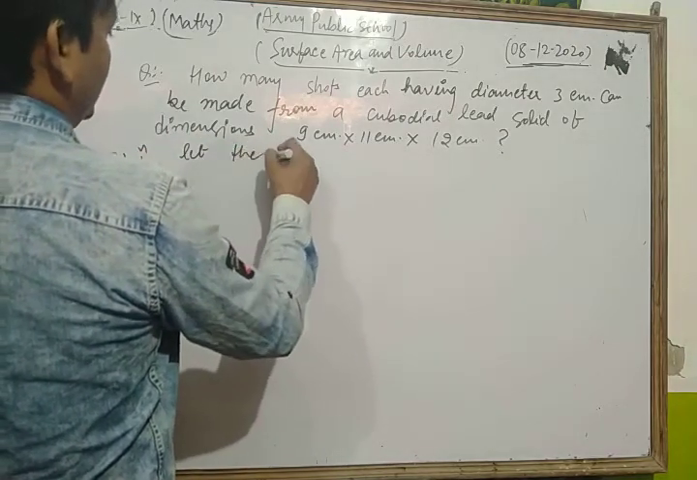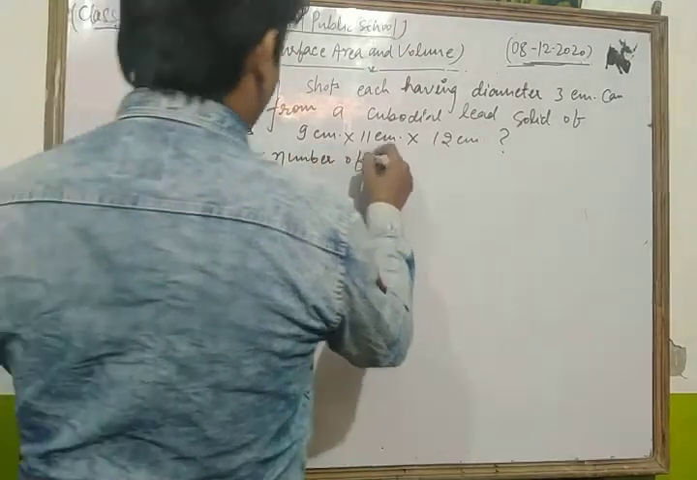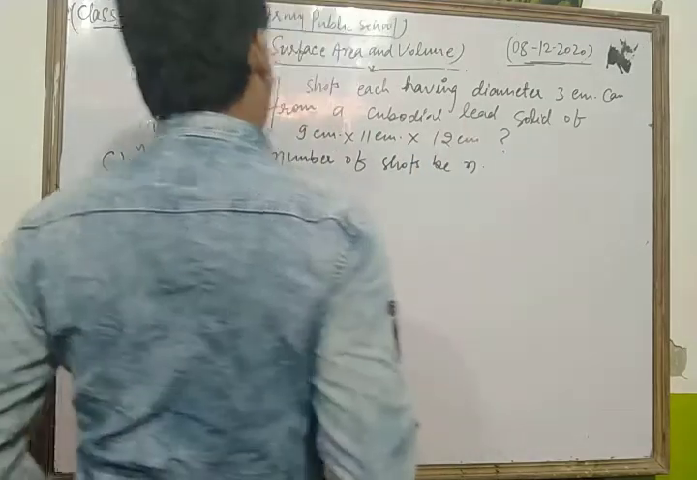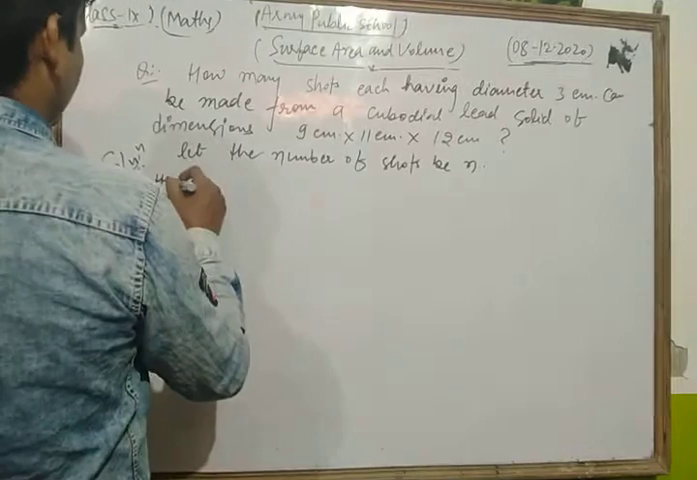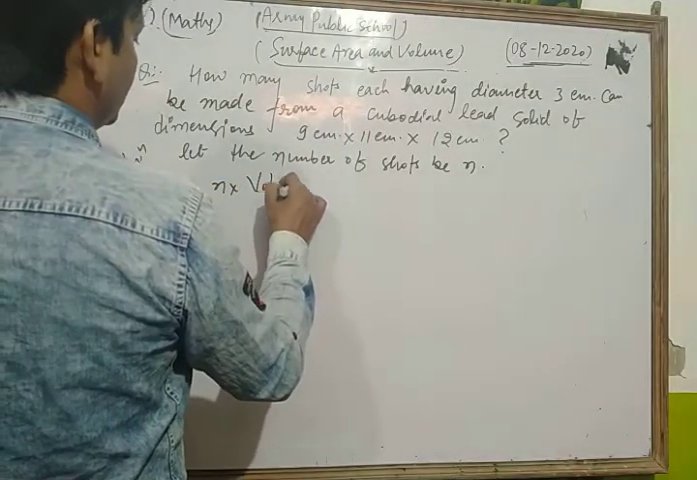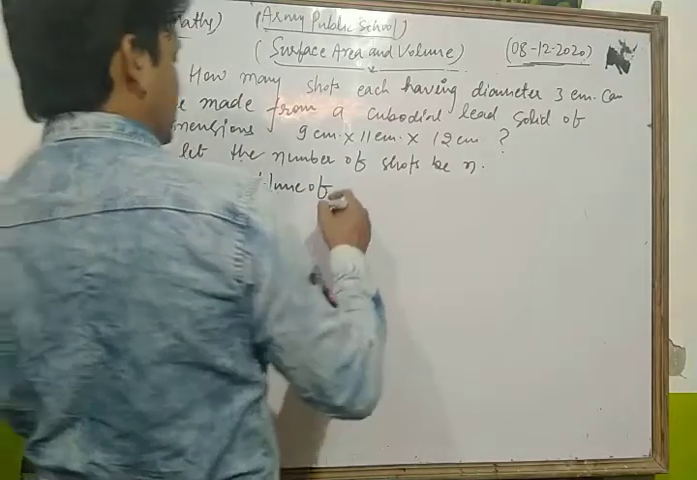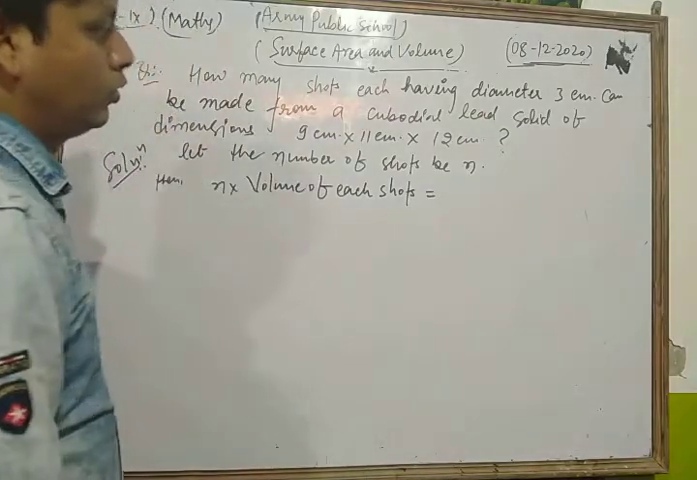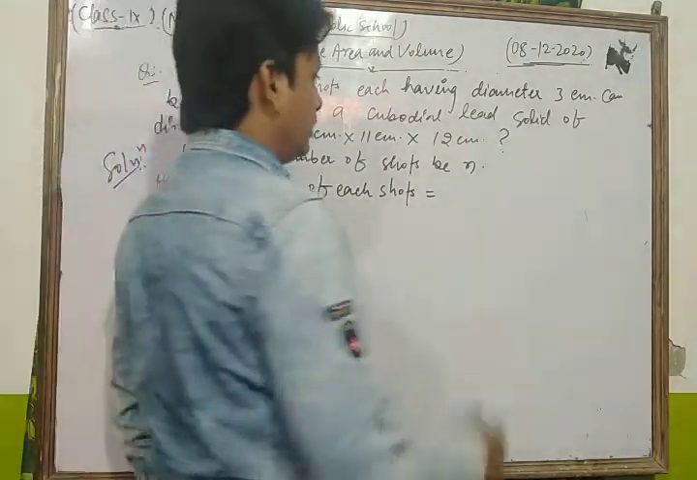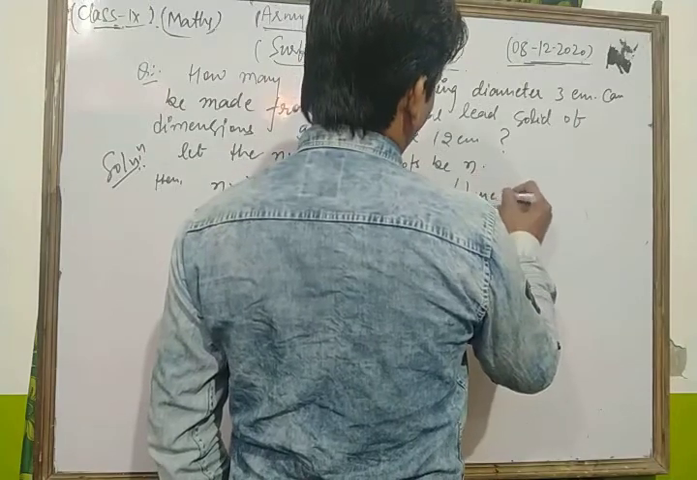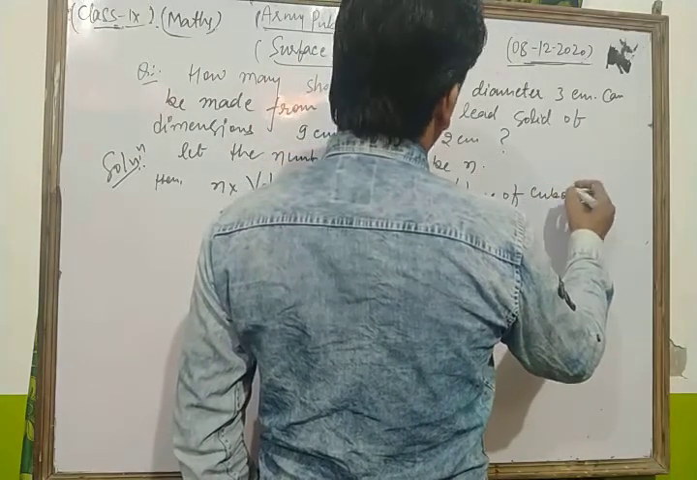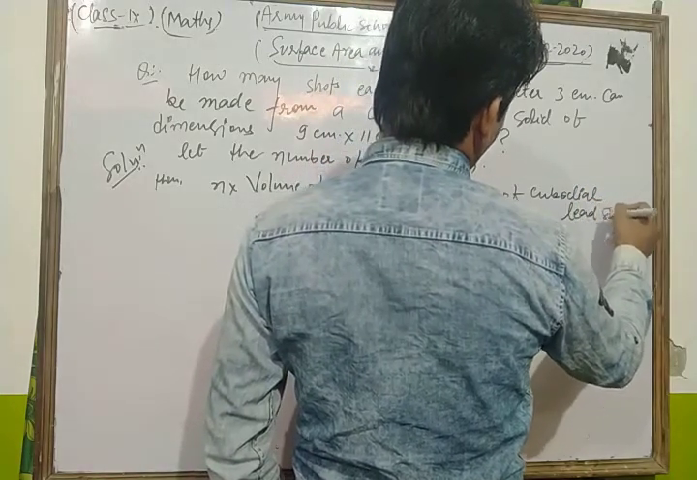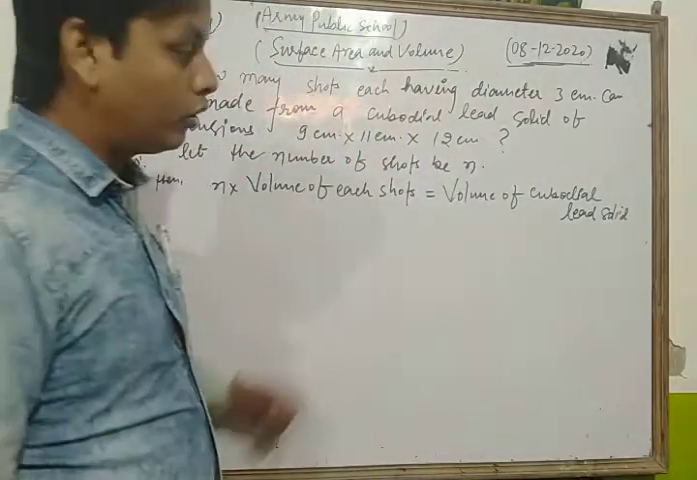Let the number of shots be n. Then n into volume of each shot is equal to volume of cuboidal lead solid.